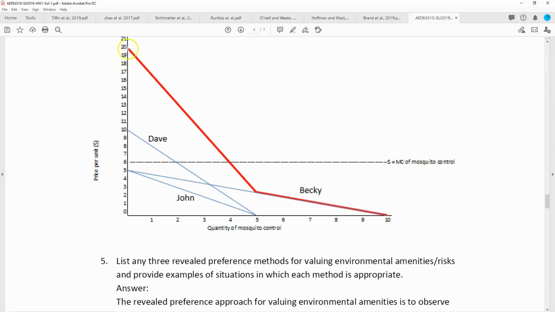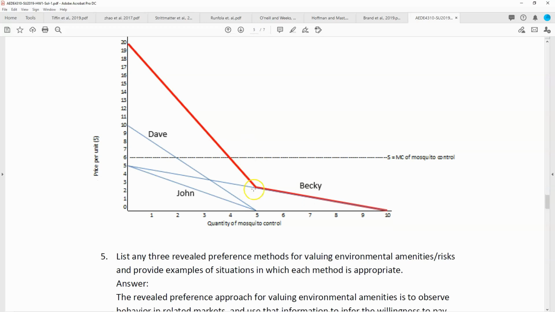Then the aggregate demand should be 20, because the aggregate demand for a public good should be a sum of everyone's willingness to pay. But keep in mind there is a kink here, because when the quantity of the mosquito control is greater than 5 but less than 10, only Becky is willing to pay for the candle. Which means when the quantity is greater than 5, we only need to think about Becky's demand curve. So that is where the kink comes from.